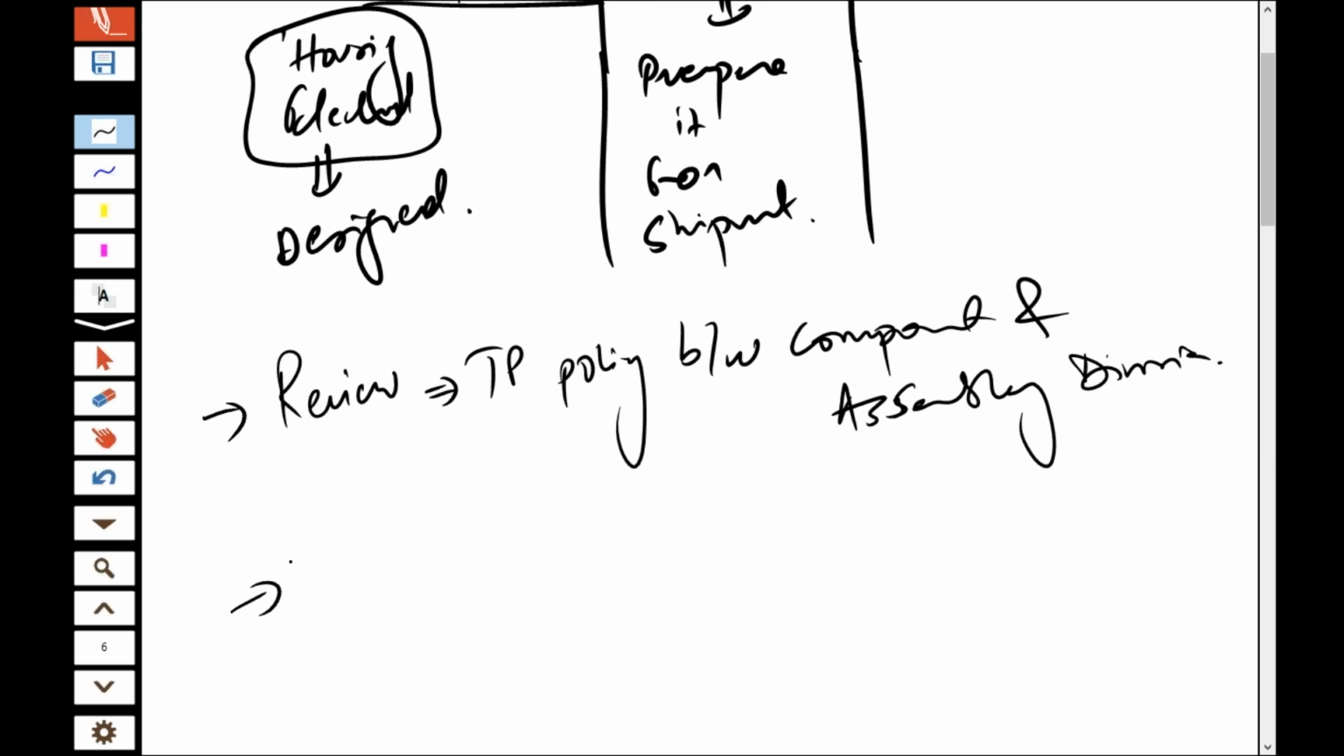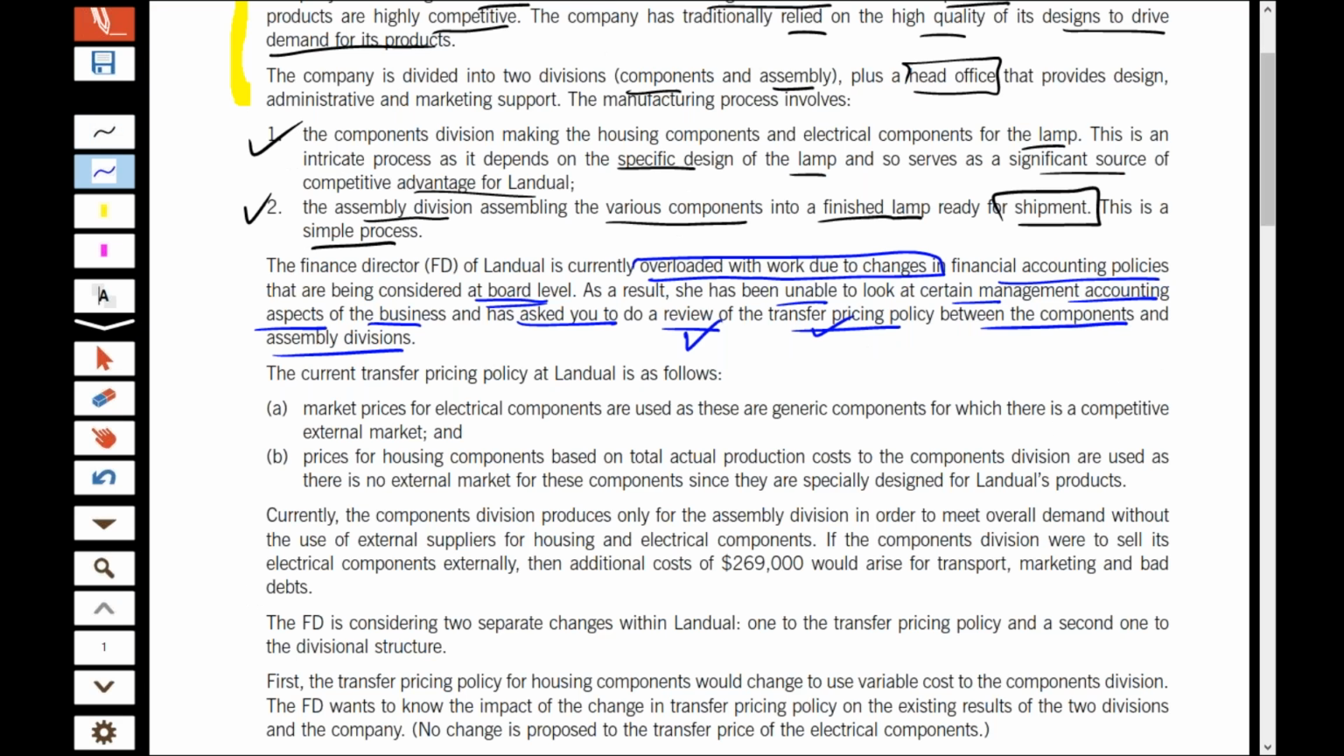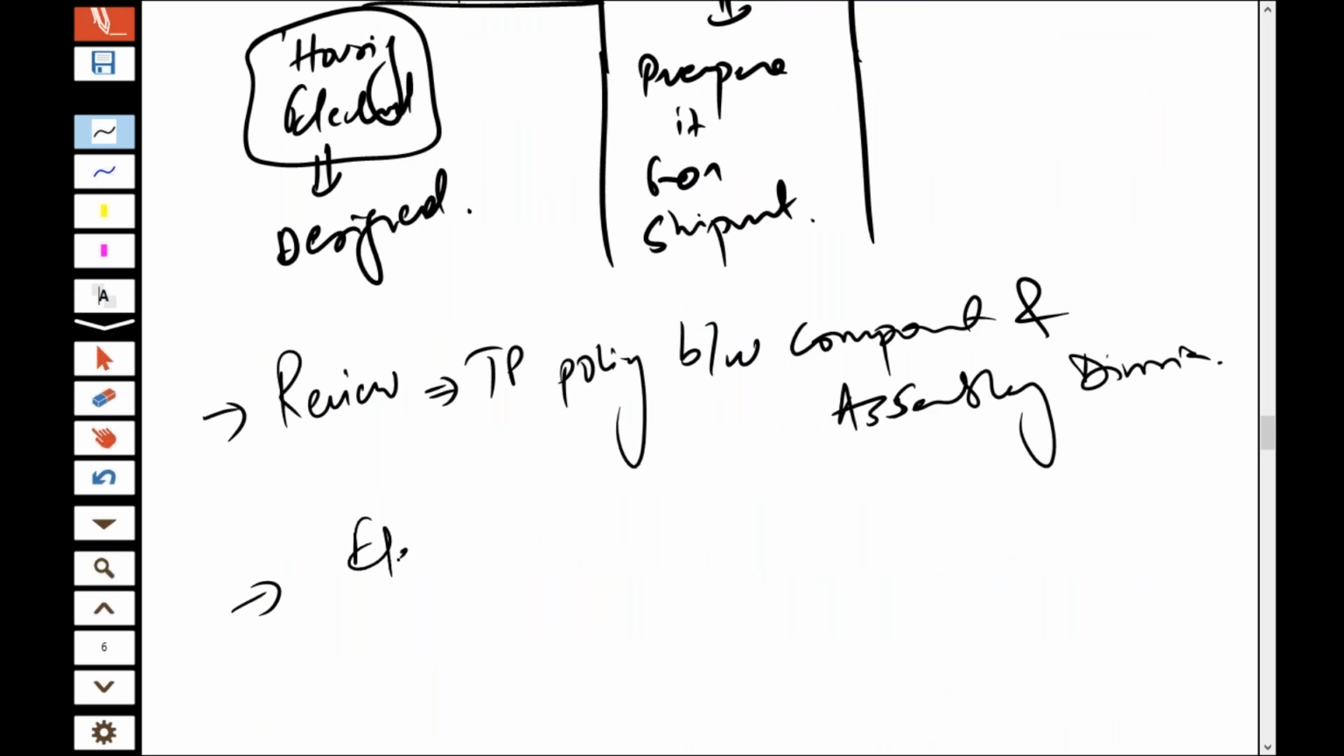Now, what else is there? It says the current transfer pricing policy at Landwell is as follows. Market prices for electrical components are used as these are generic components for which there is a competitive external market. So the electrical components are being used at the market value. Why? Because they are more of a generic sort of thing.